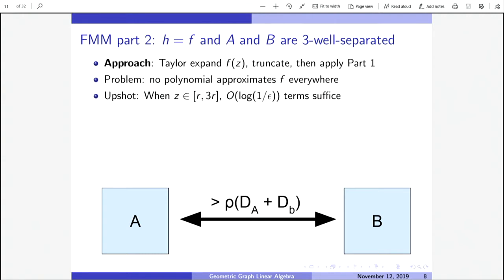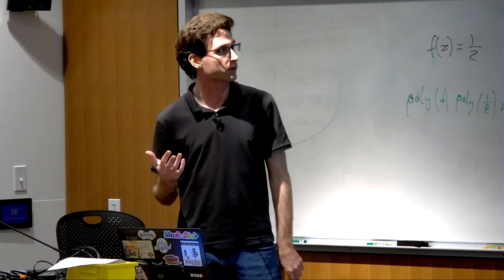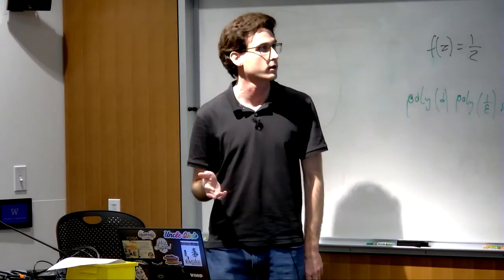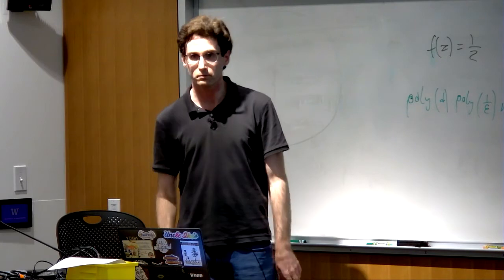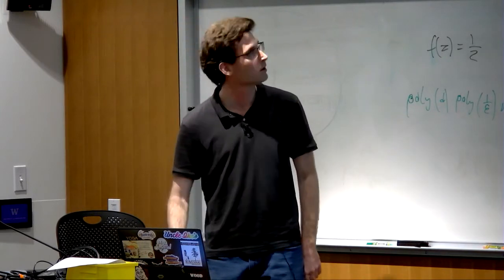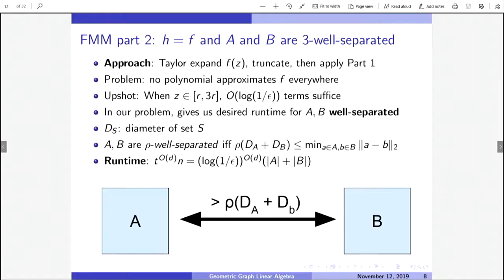Unfortunately, in general, there's no polynomial p that approximates f everywhere. So how do we get around that? Well, there are polynomials that approximate f on a small interval. So let's just use that. In particular, if the sets A and B are well separated, then the distances all lie in some interval where the ratio between the max and min endpoint of that interval is a constant.